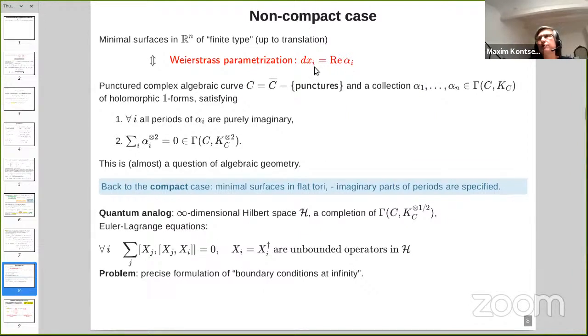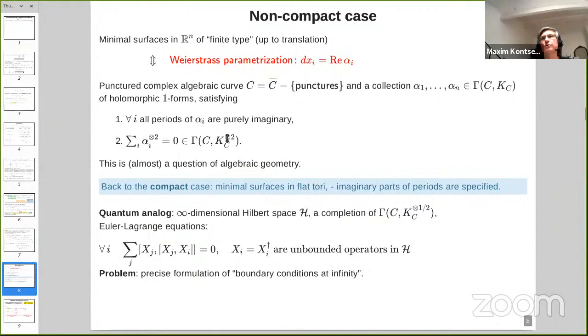And then reduce to the following equation. You get n holomorphic one forms so that all periods of this form are pure imaginary, so real parts of this form will be differentials of global functions on the surface. It's some equation on periods. And then another equation, which is a pointwise equation. If you take the sum of squares of these holomorphic forms as a quadratic differential, then it vanishes.